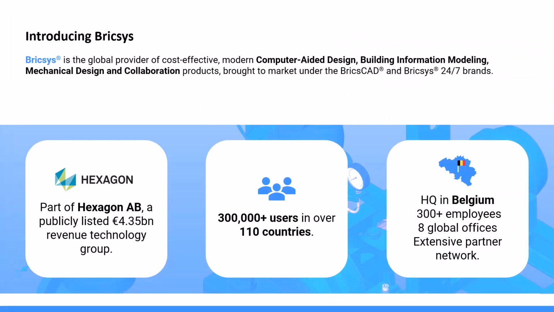Introducing Bricsys. Bricsys is part of Hexagon AB, a large global technology group which had revenues in 2021 of 4.35 billion euros. So, we have a solid foundation, and you can be certain we'll remain strong and dependable in the future. We have a huge customer base in over 110 countries throughout the world. We were established 22 years ago in Ghent, Belgium, which remains our global headquarters. We have a total of 8 offices throughout the world with over 300 employees, and we are supported by an extensive network of specialist partners and resellers. We therefore can offer a local personalized service, but with the backing of a huge multi-billion euro group.